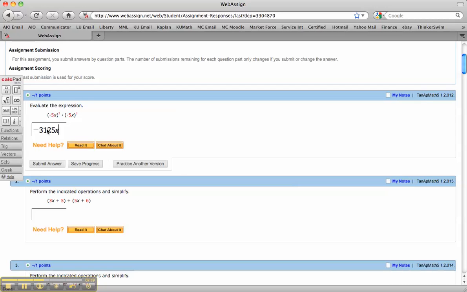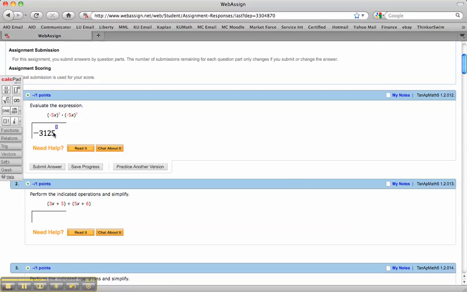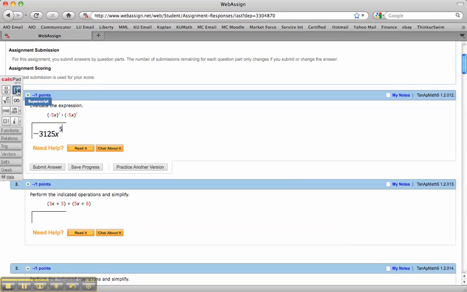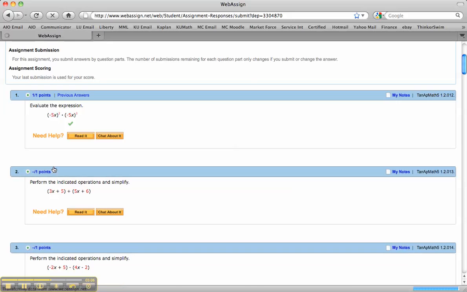And for the exponent, this is where you'll need your exponent key. So you'll click on the superscript key. And see what happens to my x. Try that again. Negative 3,125x raised to the 5th power. Okay, and you will want to submit your answer, and that will tell you if your answer is right or wrong. You see a check mark, which means that the answer is correct.